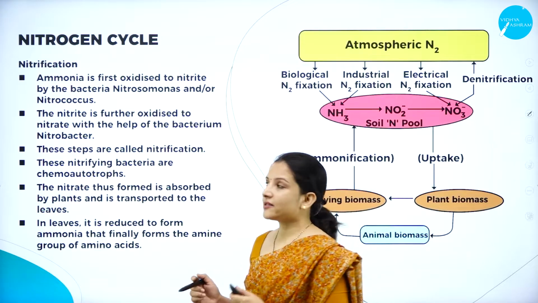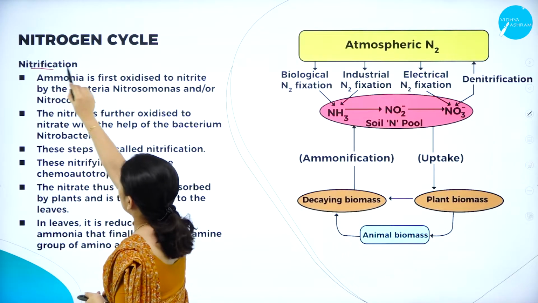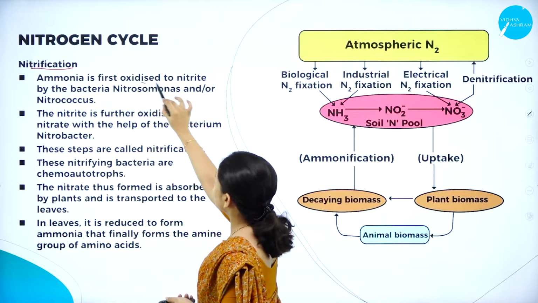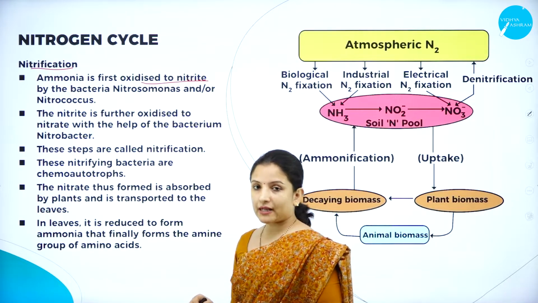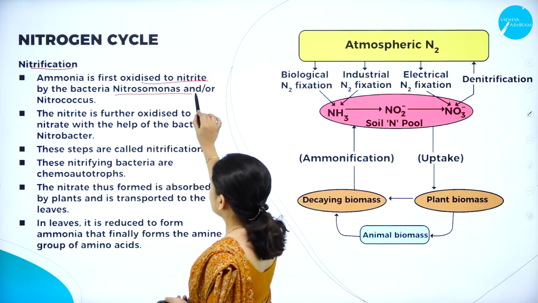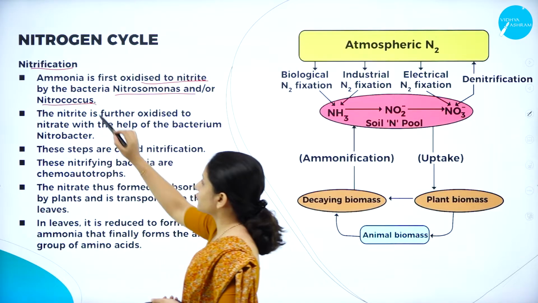Next step is nitrification. In nitrification, what happens? Ammonia is first oxidized to nitrite by the bacteria Nitrosomonas, or it is also called Nitrococcus.